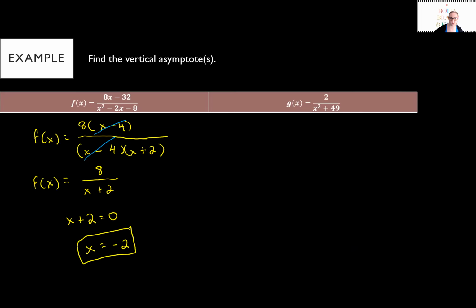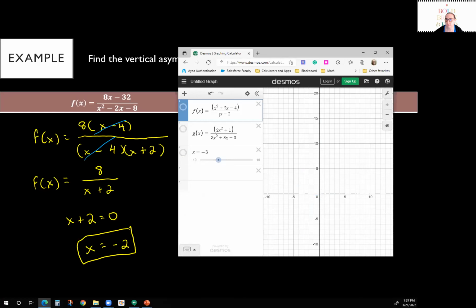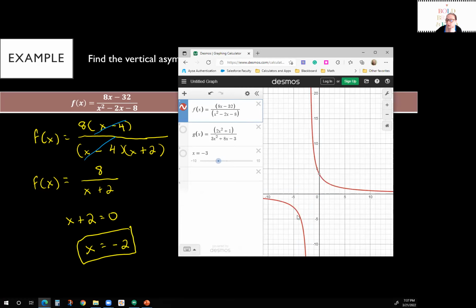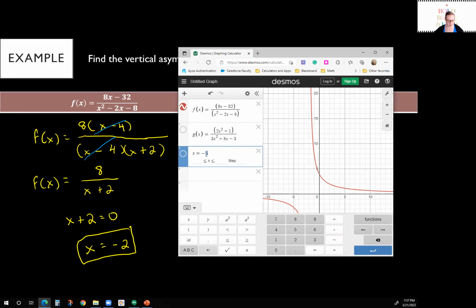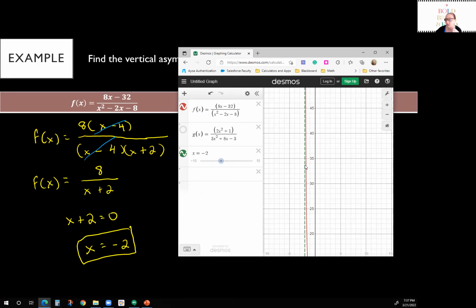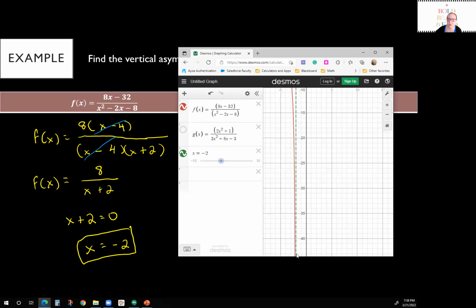So I'm going to just graph this one before we go solve the other one. So 8x minus 32 divided by x squared minus 2x minus 8. Okay, so x equals negative 2 is our asymptote. And so if I scroll up, you can see that our red graph, the actual graph part, is getting close to that line at x equals negative 2, and going in the other direction as well.